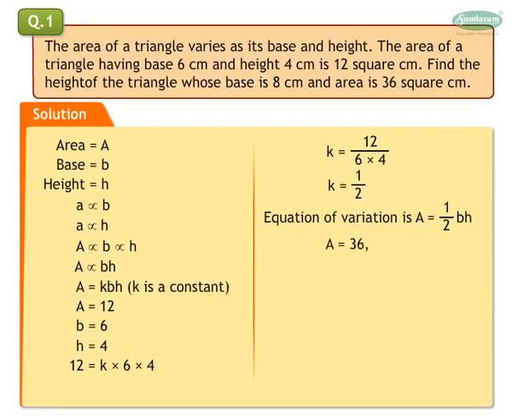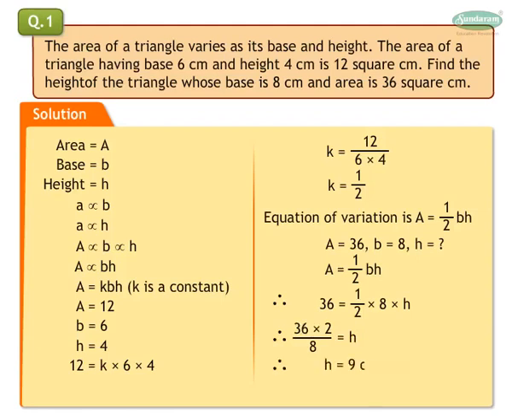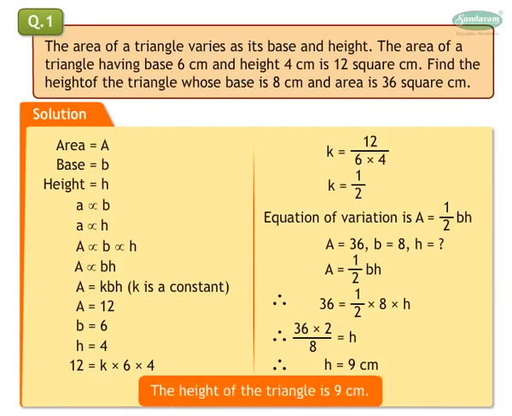Now it is simple to find H when B is 8 and A is 36. We first substitute the values in the equation of variation. A is equal to half of BH. Therefore, 36 is equal to 1 upon 2 into 8 into H. Therefore, 36 into 2 upon 8 is equal to H. Therefore, H is equal to 9 centimeters. The height of the triangle is 9 centimeters.